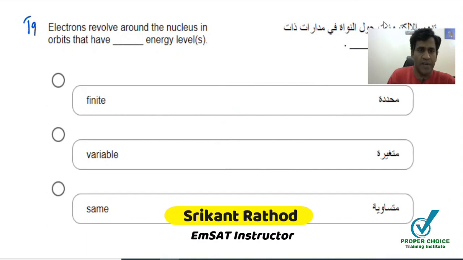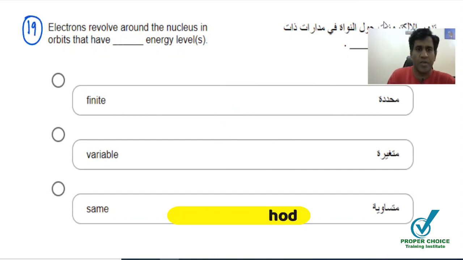Question number 19 here is: electrons revolve around the nucleus in orbits that have dash energy levels. We know that if you represent the structure of any atom, the atom will have a nucleus and the electrons will be revolving around it in a particular orbit. Let's take one example. If I say this is the nucleus of any atom, let's take the nucleus of a hydrogen atom.